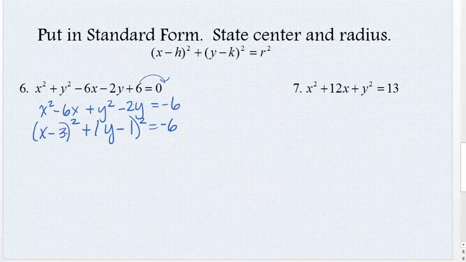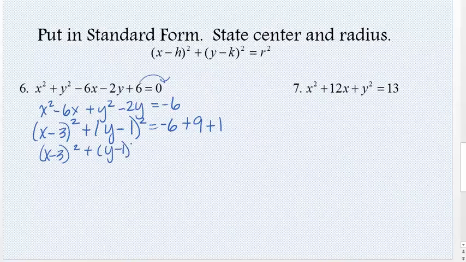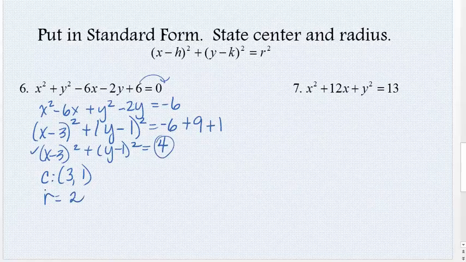Now we need to balance it. Negative 3 squared is 9, so I've got to add 9 over here. Negative 1 squared is 1, so add 1 here. Alright, so let's clean this up just a little bit. Negative 6 plus 9 is 3. 3 plus 1 is 4. Done. Standard form is accomplished. Alright, where's your center? Well, h is 3, k is 1, and the radius is the square root of this, which is 2. Center, radius, this one's done.